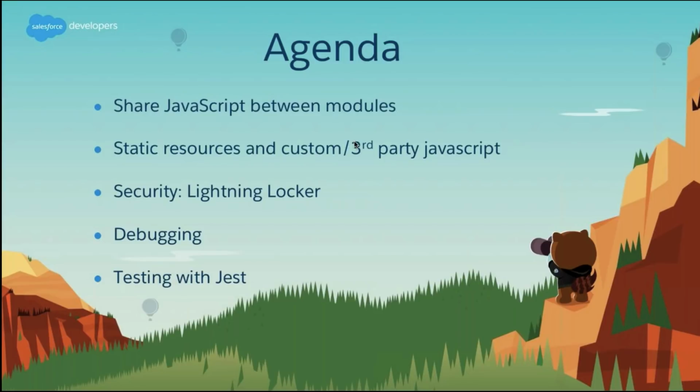We'll also cover the most important thing, the trust factor, where we'll talk about Lightning Blocker, which is one of the best security features for Lightning frontend. And then we'll see how we can debug the applications using the browser tools. And then we'll also talk about how to unit test each of our Lightning Web Components.